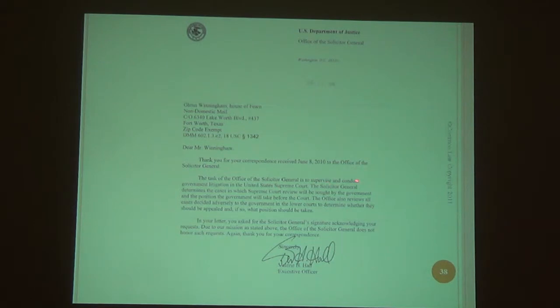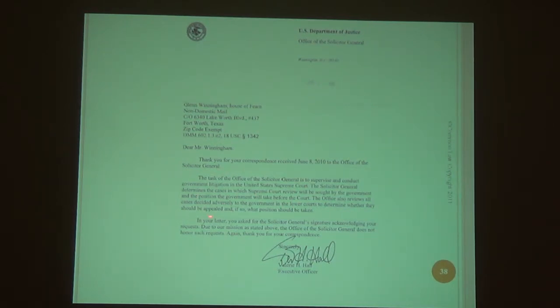And basically they say, thank you for your correspondence. The task of the Solicitor General's office is to conduct government litigations. This is when I was going to the Supreme Court, and the Solicitor General is the one that responds for the government in the Supreme Court in the US. So I wanted to make sure that I defeated their presumptions before we get to the Supreme Court. See what I'm saying?